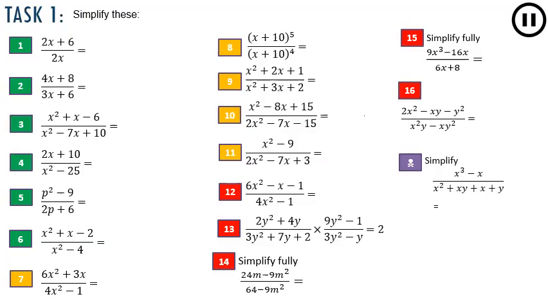This is your first task. There's a copy of it also on Show My Homework. So choose your challenge, choose where you want to start in here. Couple of hints to do with this.